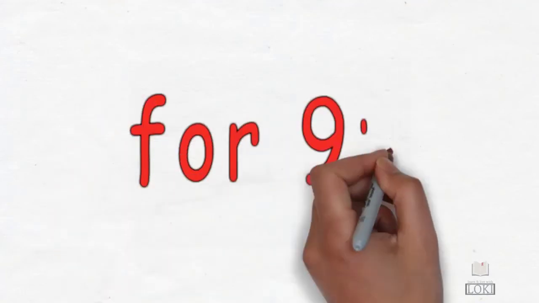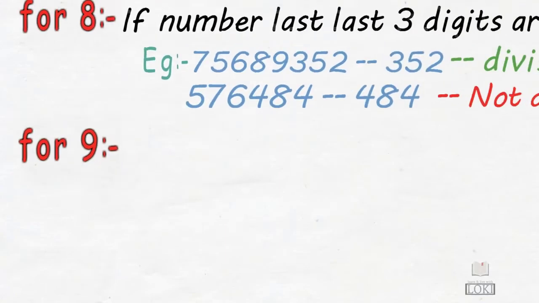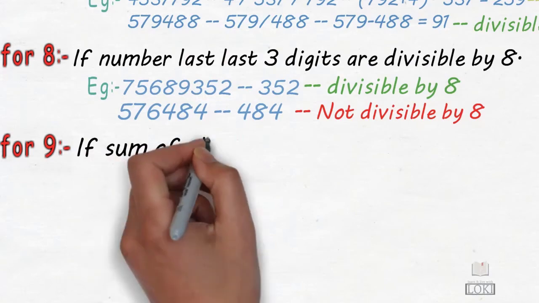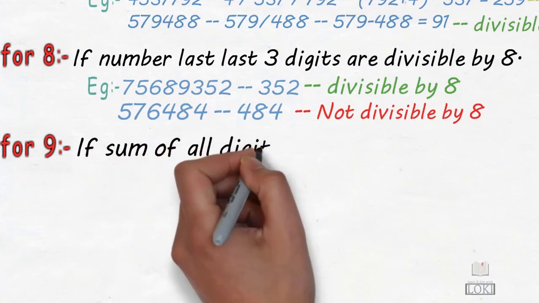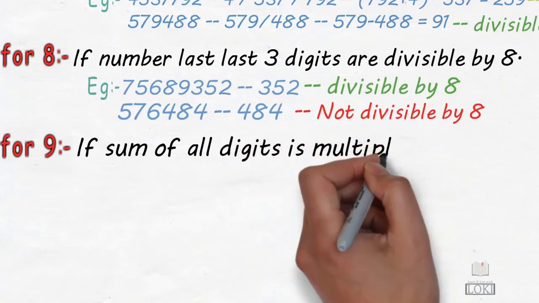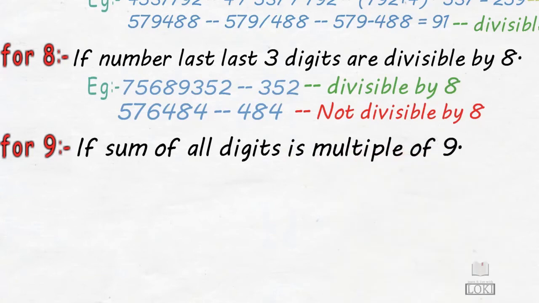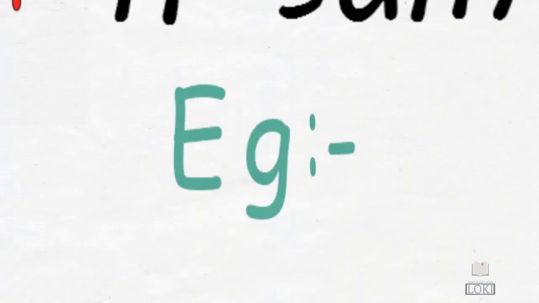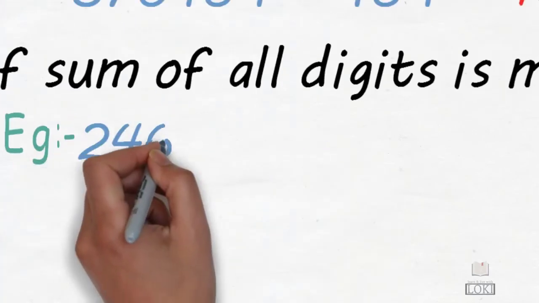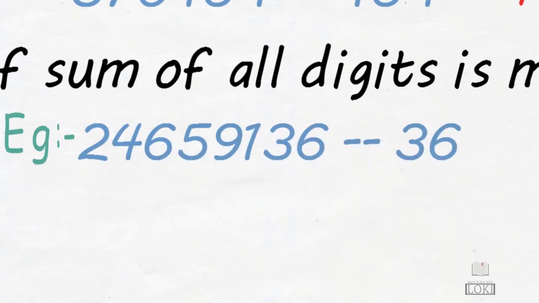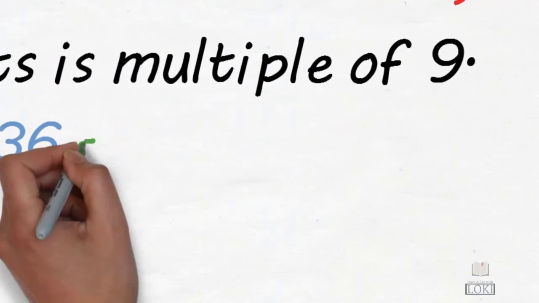The divisibility rule for 9. The divisibility rule for 9 is somewhat similar to the divisibility rule for 3. We can say that a number is divisible by 9 if the sum of all the digits in the number is a multiple of 9. We can see an example. Here in this number, if we add all the digits, we get 36. As 36 is divisible by 9, we can say that this number is divisible by 9.